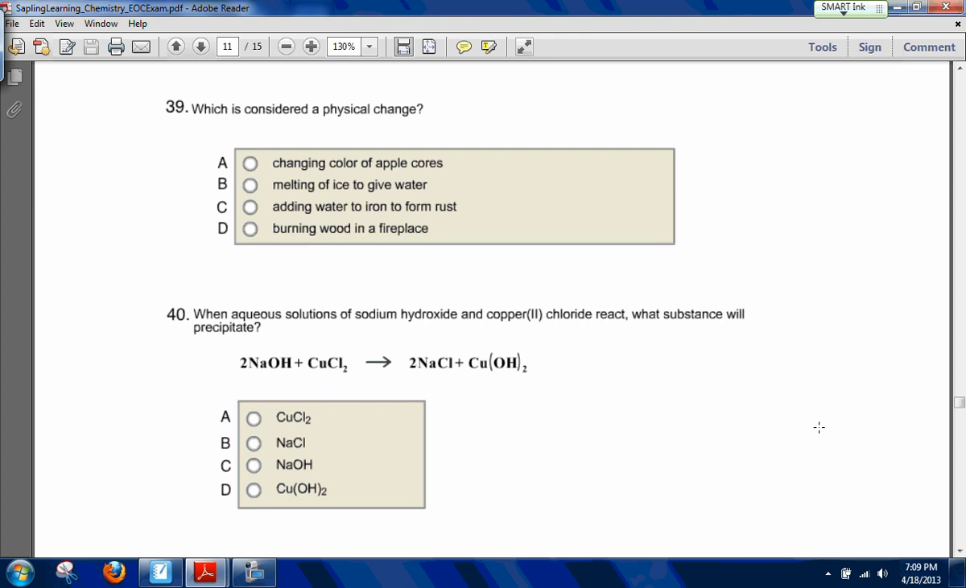All right, 39, which is a physical change? Remember, physical changes are changes that can be observed without changing the chemical composition of the substance, okay? So if I change color, that shows me a chemical change. Means that A cannot be the answer. If I melt ice to give water, my chemical is still water. Looks like this is probably going to be it, but I'm going to check anyway. Let's see, adding water to iron forms rust, that's a chemical change. Burning wood, that's a chemical change. The answer has to be B.